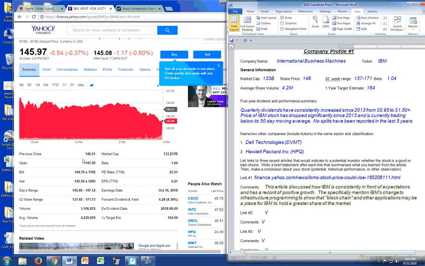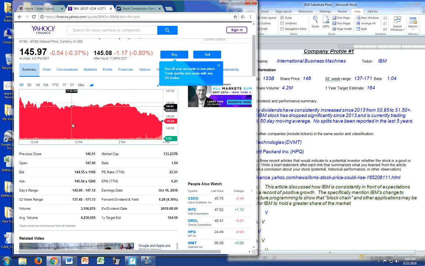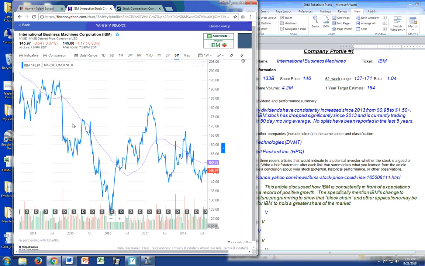You should find that all in the summary page. Now the next part's a little bit trickier, but not too bad. We're looking for the 5-year dividend and performance summary. So in that case, I'm going to click on this interactive chart. And as you can see here, it's kind of a busy looking chart.